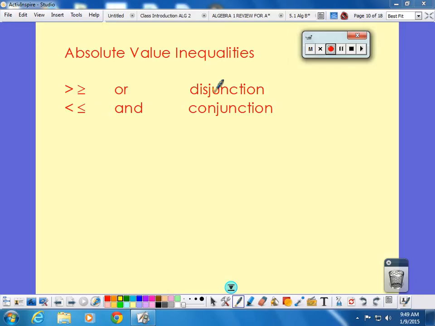All right, with absolute value inequalities, if we have greater than or equal to, we're going to write a disjunction with the word or. You say, what does that mean? If you graph two inequalities with the word or, I'm trying to see how much you guys remember. You just put them both on the number line, and usually a disjunction graphs with two rays going in opposite directions on a number line.